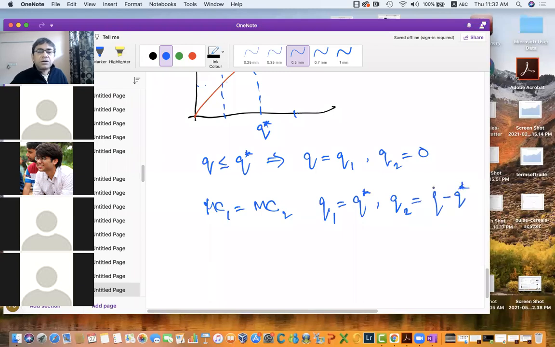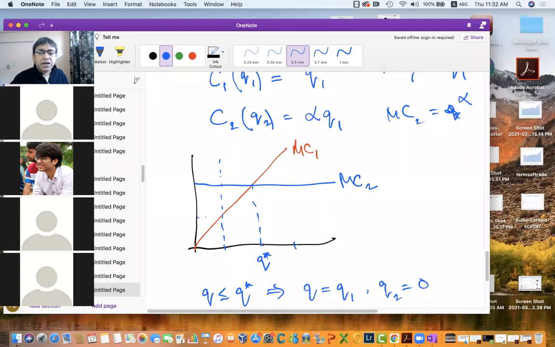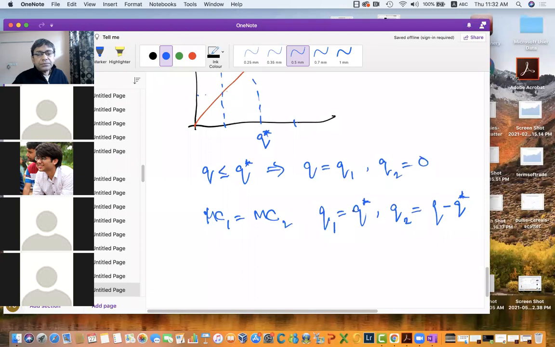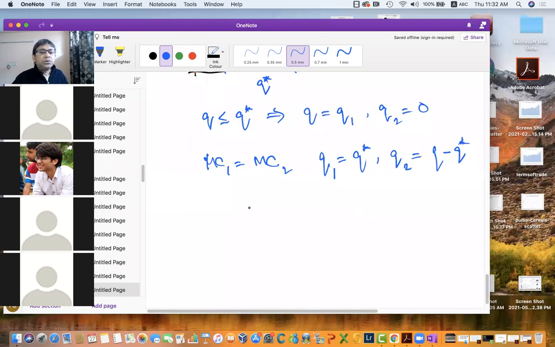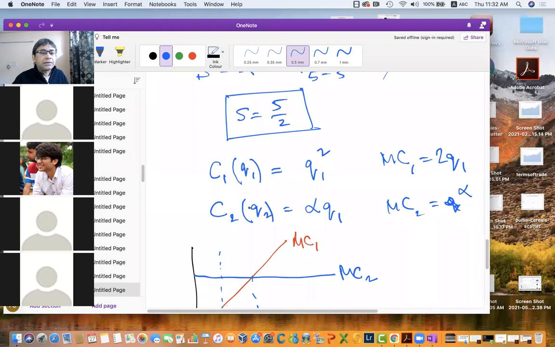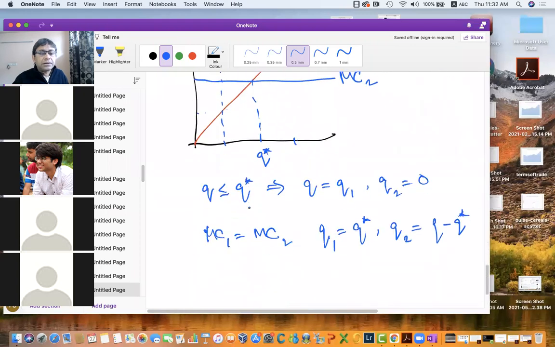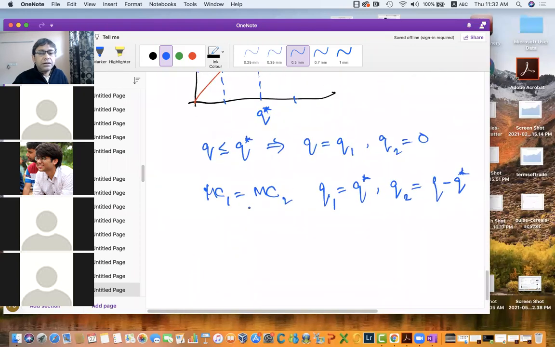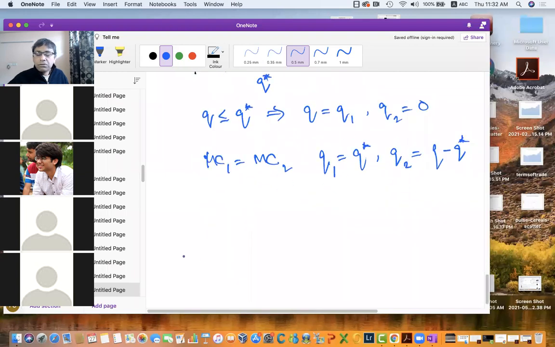Okay. So up to Q star, produce everything in factory 1. And as the production target exceeds Q star, all the extra amount is produced in factory 2 because its marginal cost doesn't climb with extra output. So that's the optimal allocation rule in this case.